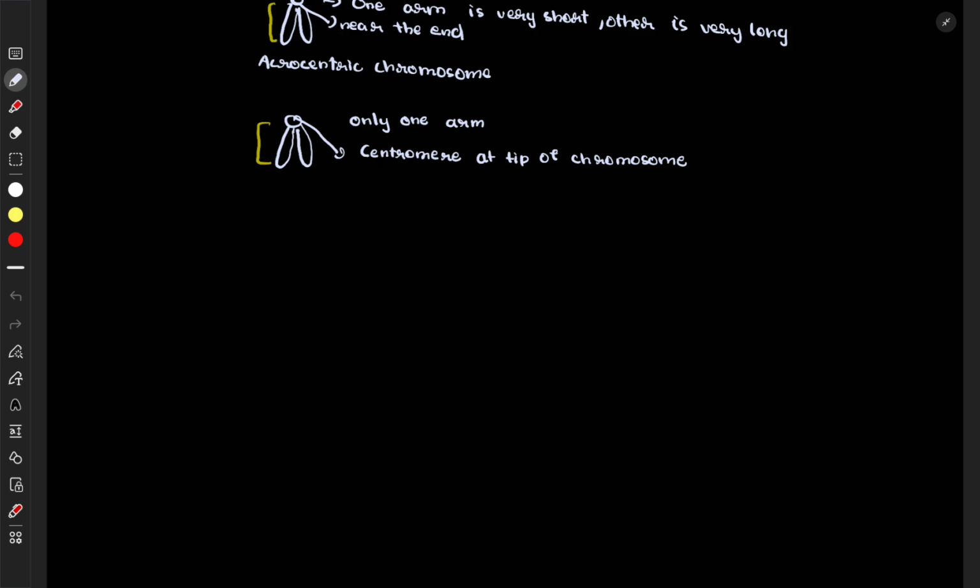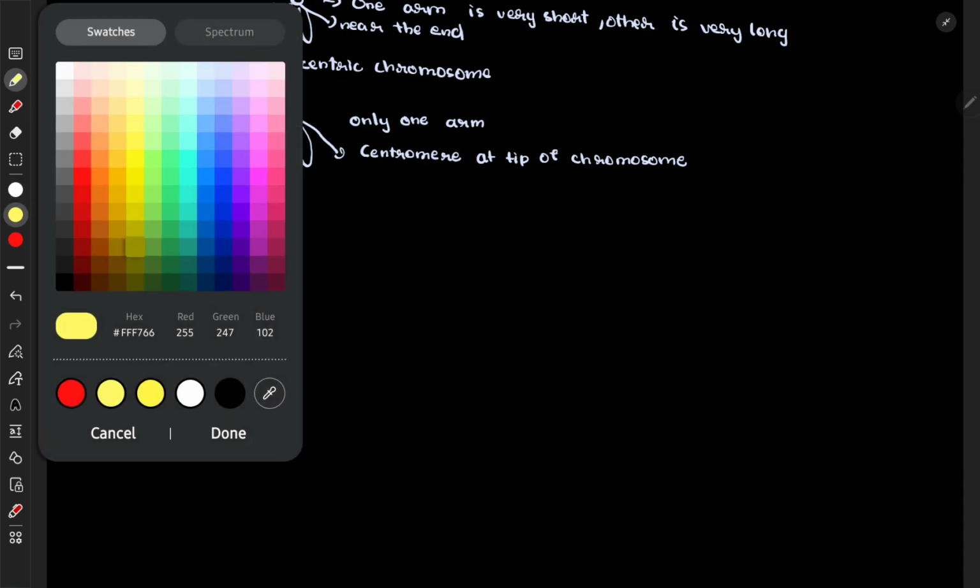So today we're gonna be doing the plasma membrane. So we're gonna learn about what this is.